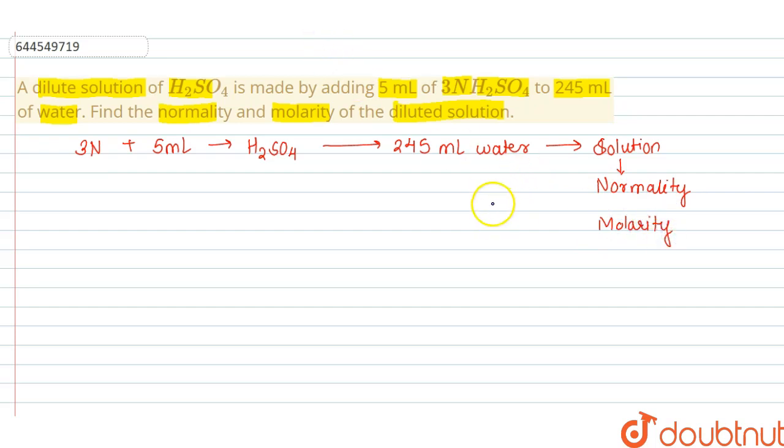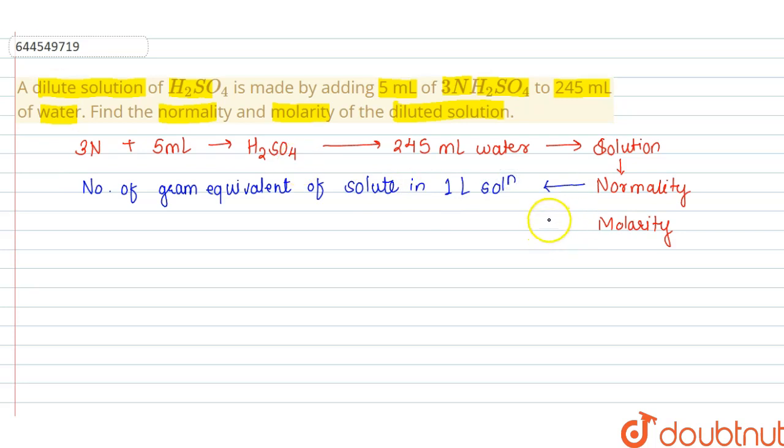Now we'll see what normality and molarity is. So normality is the number of gram equivalent of solute in 1 liter of a solution. And molarity is the number of moles of solute in 1 liter solution.